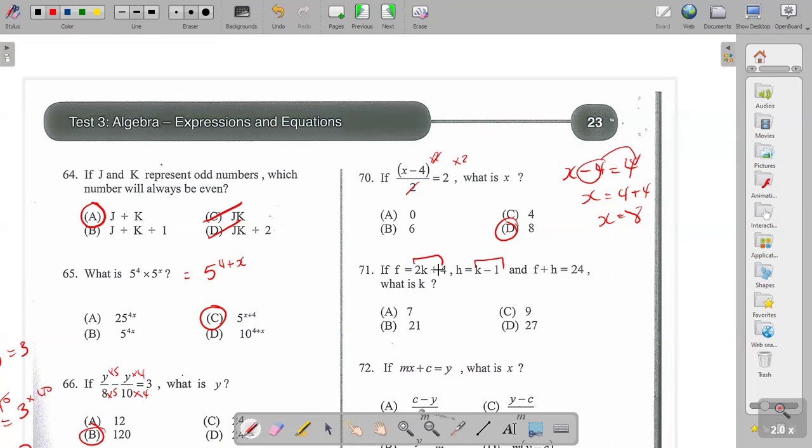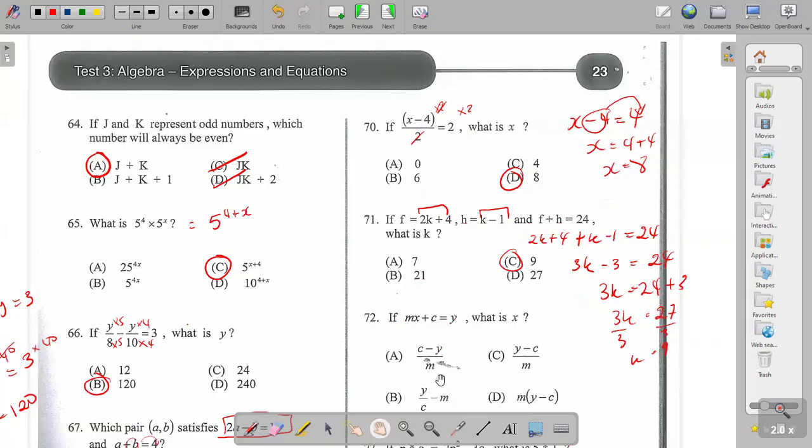So as I was saying, f is all of this. So that's 2k plus 4 plus h, which is k minus 1, equal to 24. And then you just solve. So 2k plus k is 3k, 4 minus 1 is 3, equal to 24. So you carry this over. So 3k is equal to 24 minus 3, which is 21. Then divide by 3. So k is equal to 9.